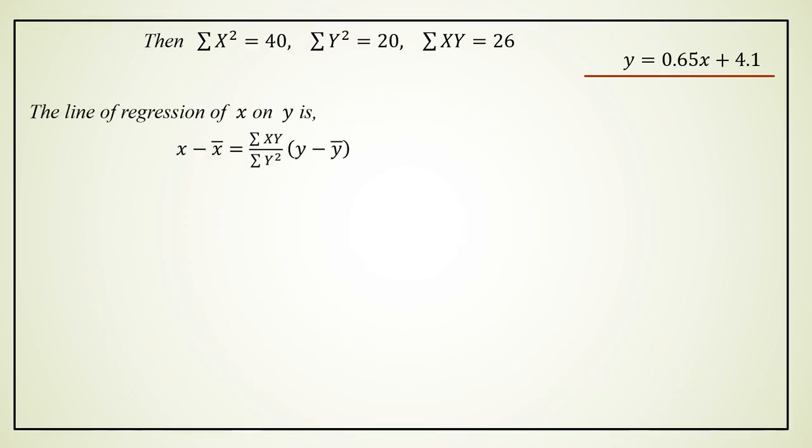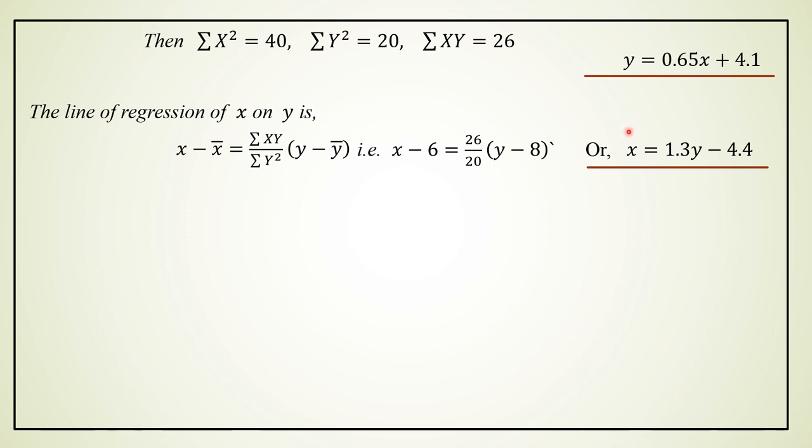Then the line of regression of x on y is given by x minus x bar is equal to summation of xy divided by summation of y square into y minus y bar. So just substitute the value of x bar, y bar, summation of xy and summation of y square, and simplify it, so that the regression line of x on y is given by x is equal to 1.3 into y minus 4.4.